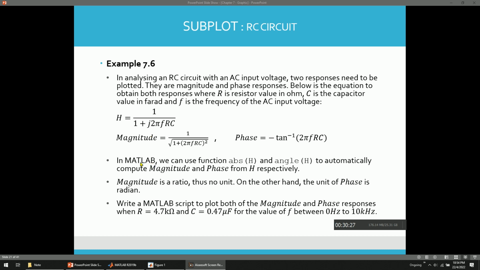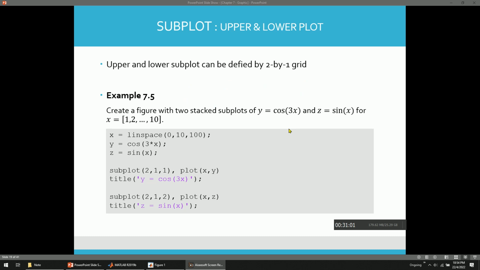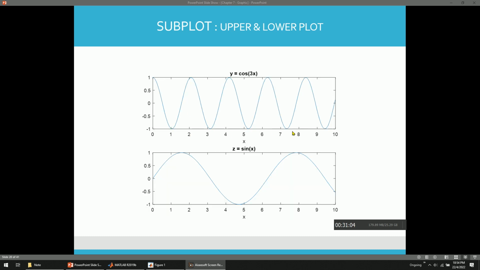In MATLAB we can use the functions abs and angle to automatically compute the magnitude and phase. I don't know whether you have already taken control or not. I think not yet, control should be in semester 5. When you have an RC circuit, you want to analyze it in the frequency domain instead of the time domain. Time domain means that this is in time as before, so this one is considered the time domain.